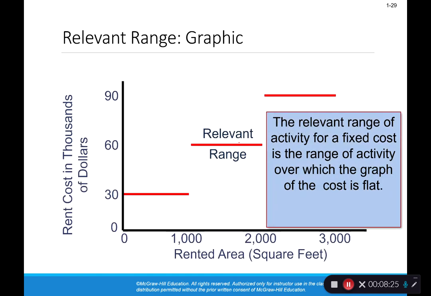So you could see the relevant range here is the range of activity where the fixed cost stays constant. It does jump periodically once we get outside that relevant range because we're renting more space, so we have a higher rent amount in total. But then once you go from 30,000 for 1,000 square feet up to 60,000 for the 2,000 square feet, it stays constant within that new relevant range until you jump again. So the relevant range is going to be the range of activity that we utilize whenever we're talking about cost behavior, because it's the range in which the rules that we went over will work.